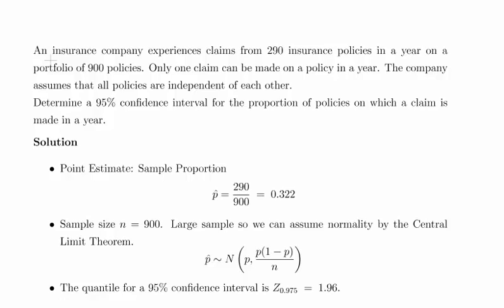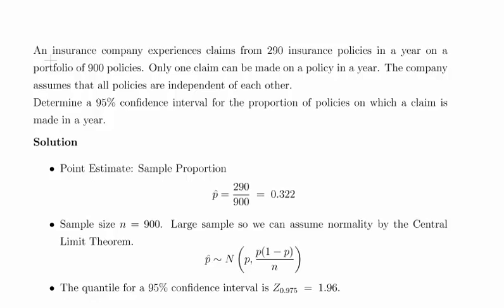I'll come to that shortly, but you always look at these questions and think, is this mean or proportion that we're asked to investigate? Sometimes you won't be told. Only one claim can be made on a policy in a year. Okay, that's just to simplify matters. It clarifies that it's a very simple case where there is 290 out of 900.